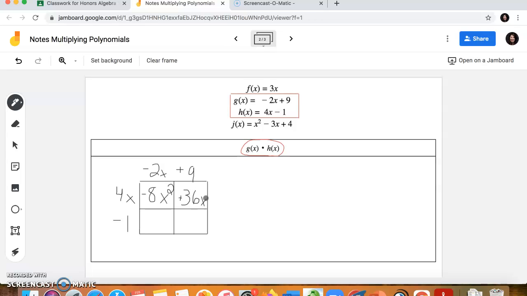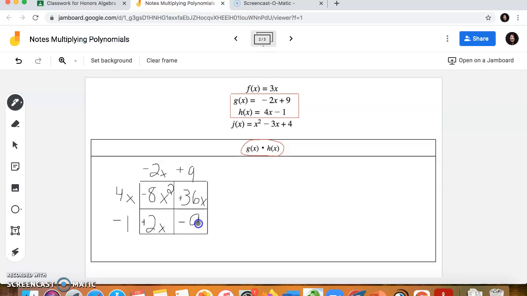The next box we're going to do is this one right here on the bottom left. We're going to multiply -1 times -2x. -1 times -2 is a positive 2. Again, like I said, I like to put the signs there, and then you have 1x. And then the last one we're doing is -1 times positive 9, which is a -9.